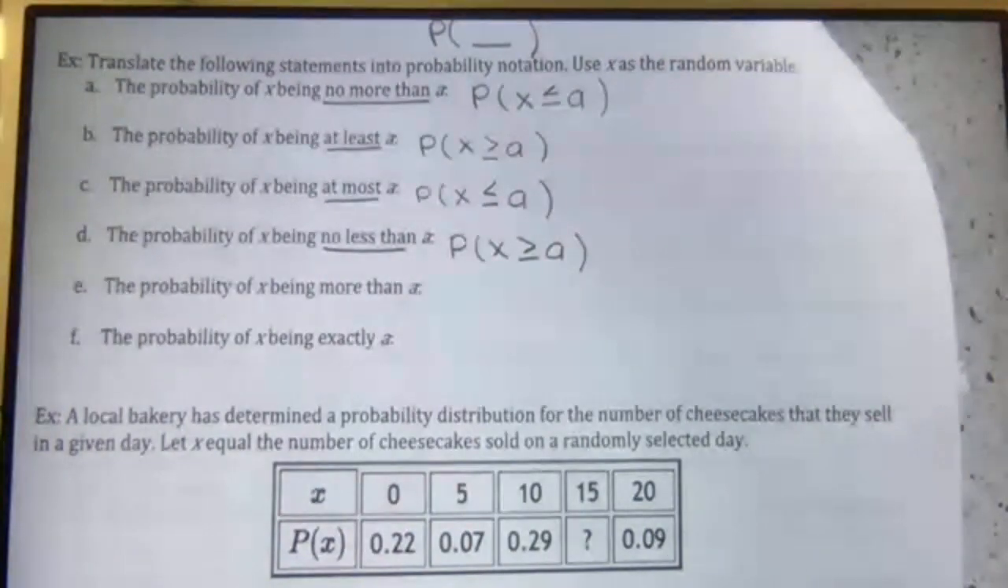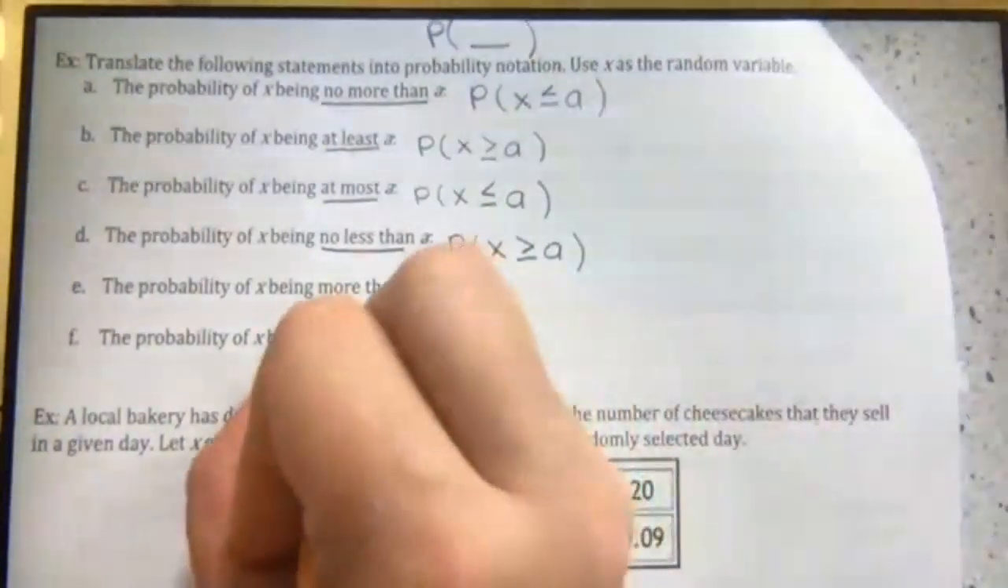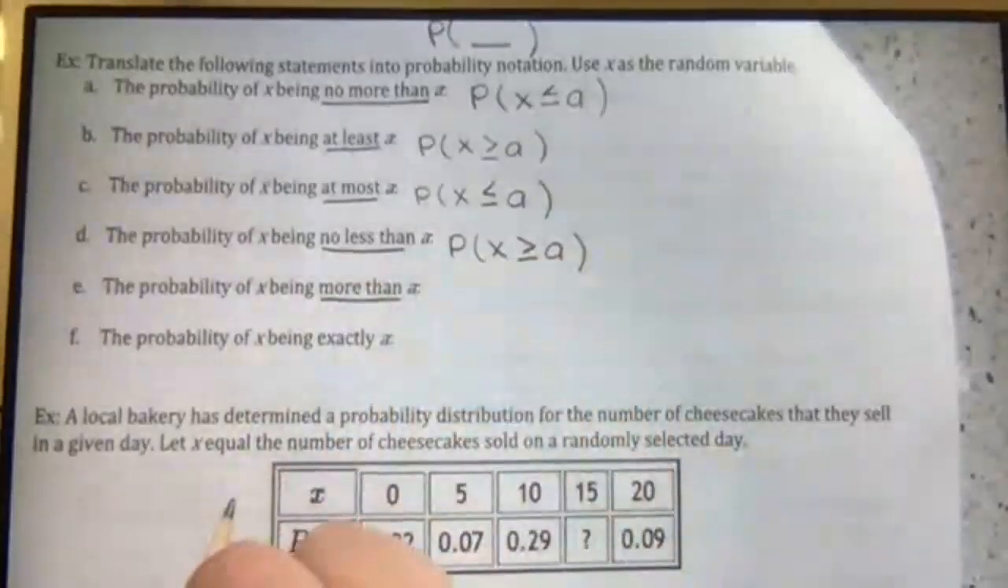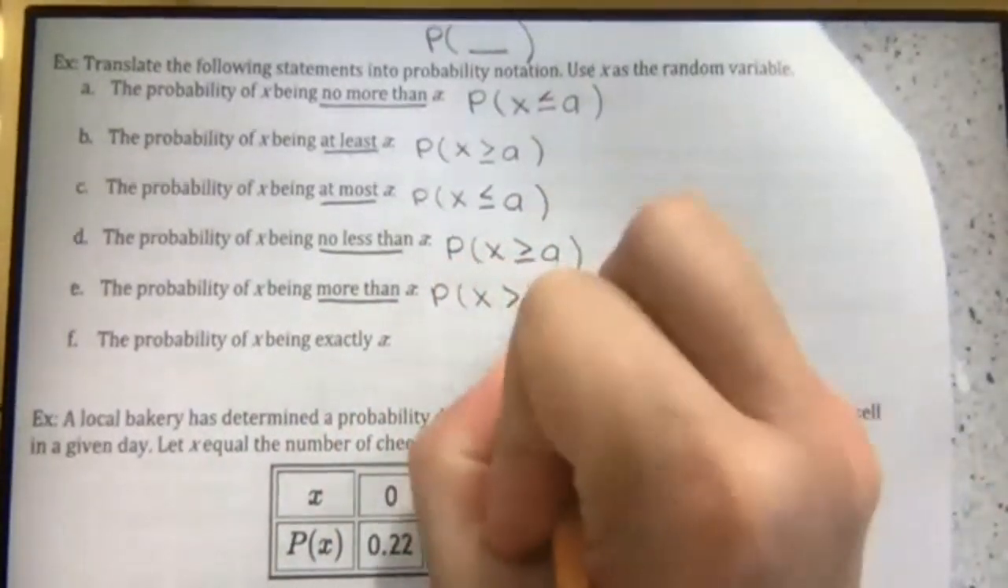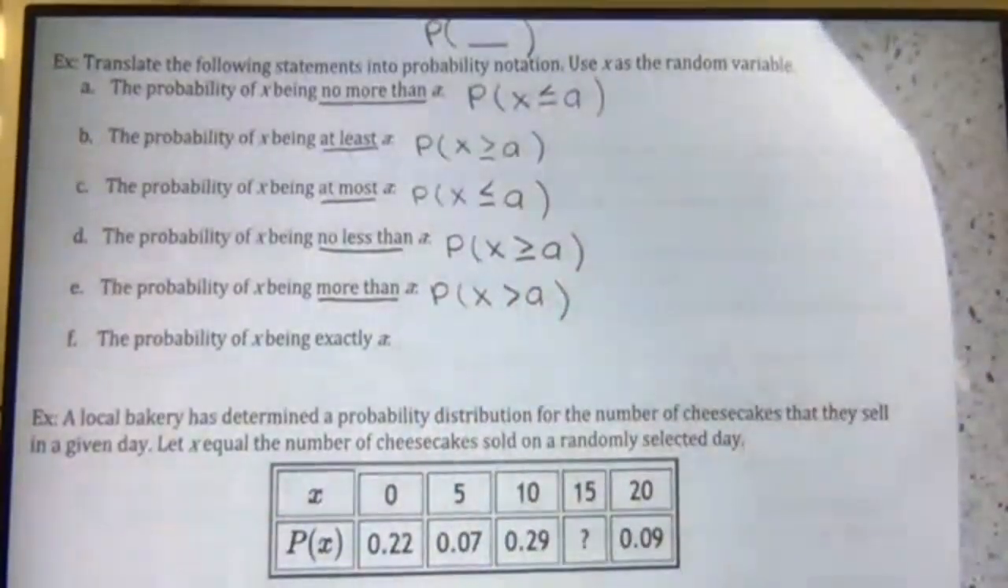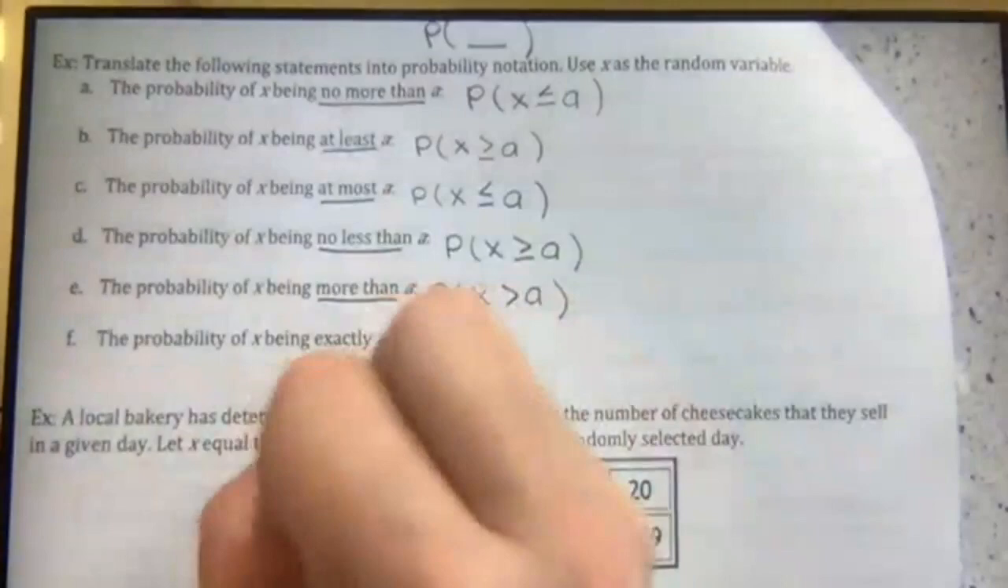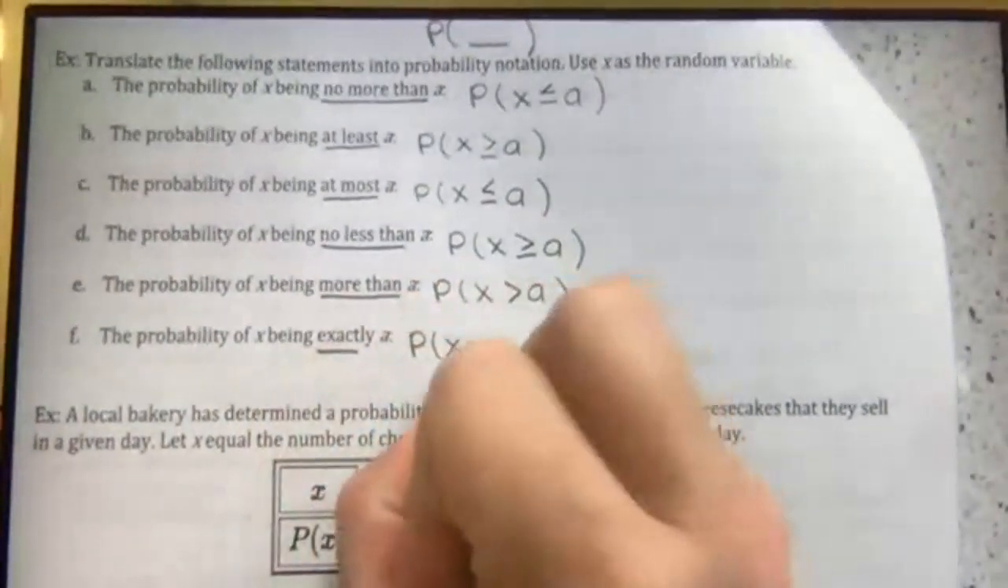The probability of x being more than a. So notice it just says more than. So the probability of x has to be greater than a. It has to be more than a. It can't equal a, it has to be more than that. So the probability of x is greater than a. Last but not least, the probability of x being exactly a. So the probability of x equaling a.